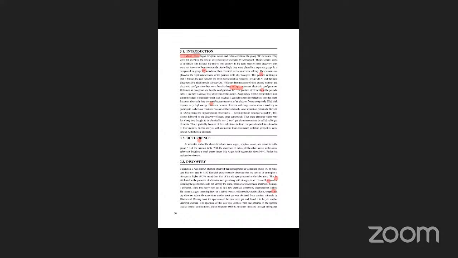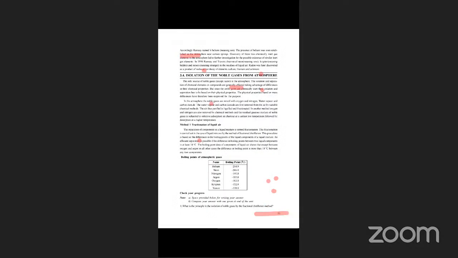About the same time, another inert gas was obtained from the uranium minerals by Hildebrand. Ramsay took the spectrum of the new inert gas and found it to be another unknown element. The spectrum of this gas was identical with one obtained by the spectral studies of the solar corona during the total eclipse in 1868 by Johnson in India and Lockyer in England.